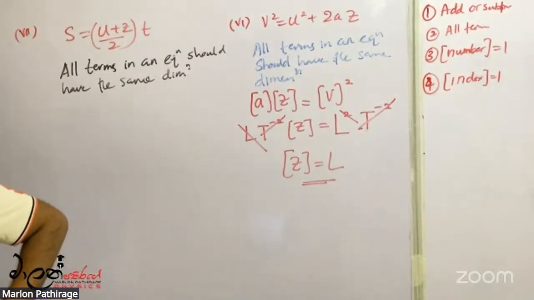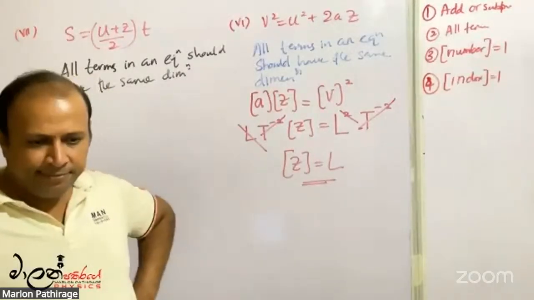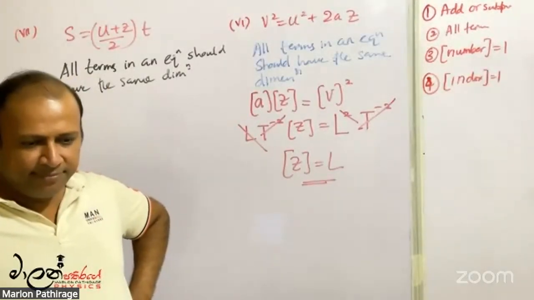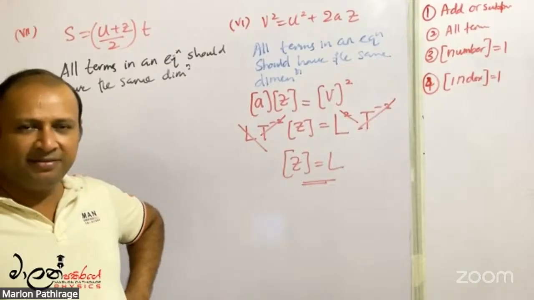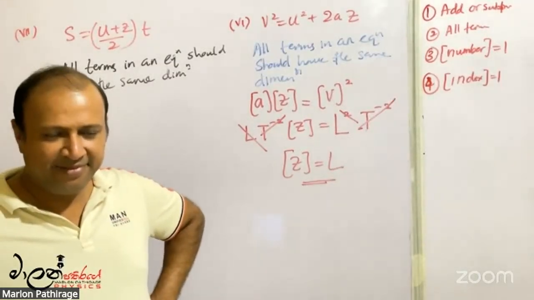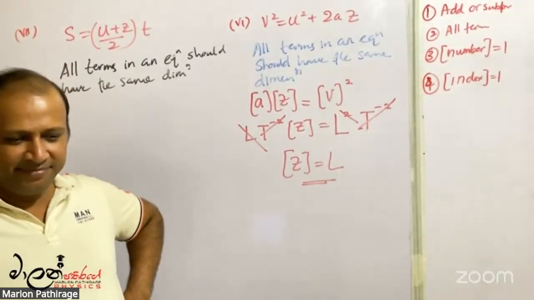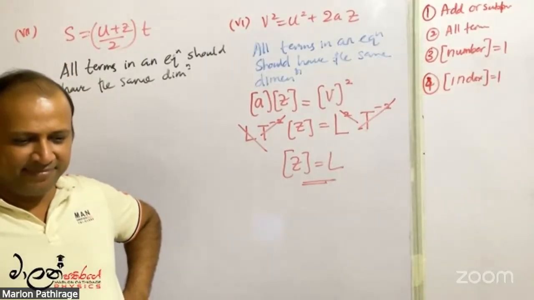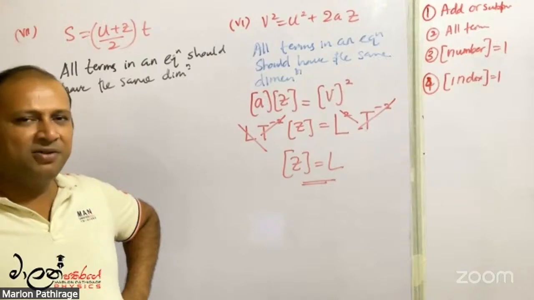Rule number 2 means all the terms in an equation should have the same dimension, no? Yeah, sorry, that is one answer. Another one? What is the rule? Can anyone help with it? What is the rule you are going to use?